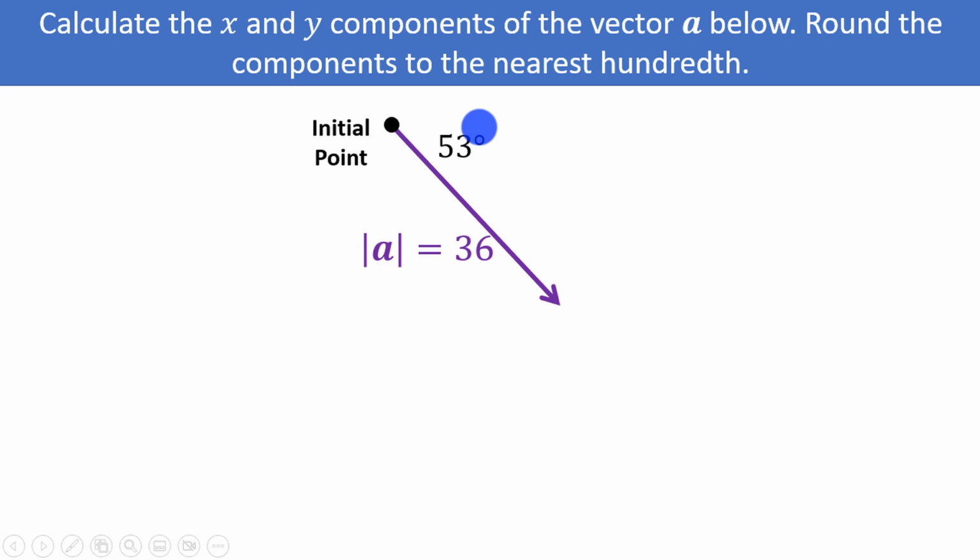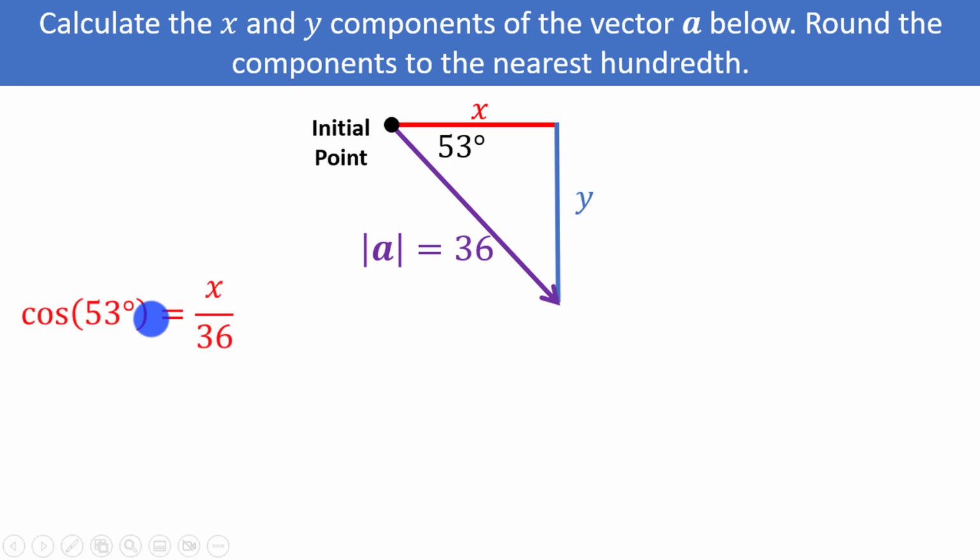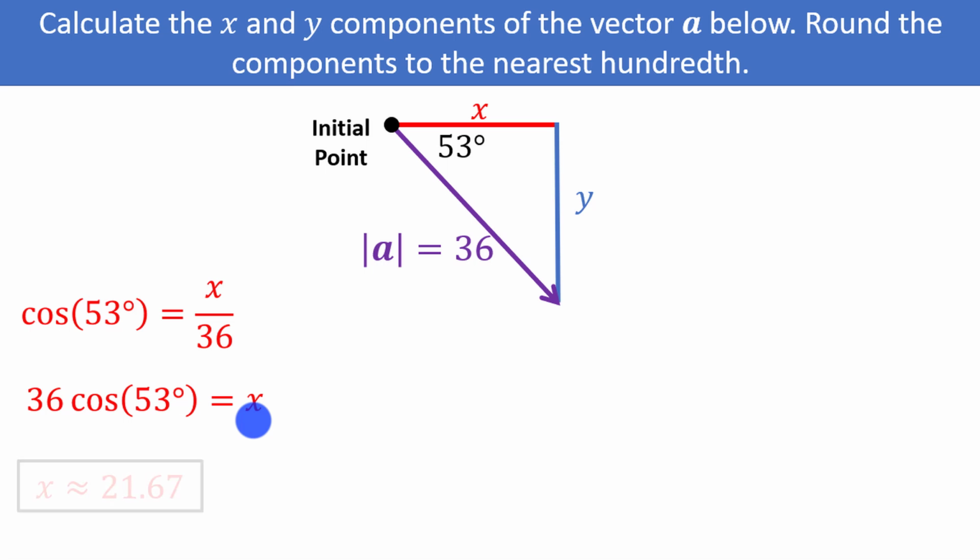We are trying to find the x and y components. This would be the x component, and this would be the y component. At this stage, we have created a right triangle. We can use the trigonometric functions in order to solve for the missing side lengths. Cosine of 53 degrees is equal to the adjacent side of x divided by the hypotenuse, which would be the 36 unit magnitude. We can multiply both sides by 36 to get 36 cosine of 53 degrees is equal to x. If we plug this into our calculator, we get that x is approximately equal to 21.67. We are traveling 21.67 units to the right of our initial point.